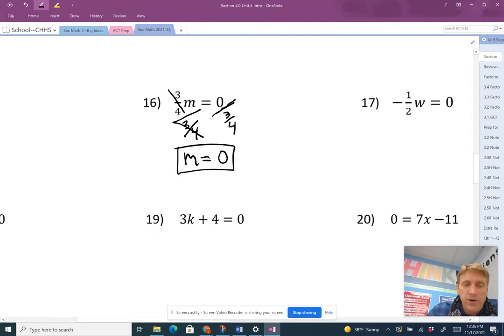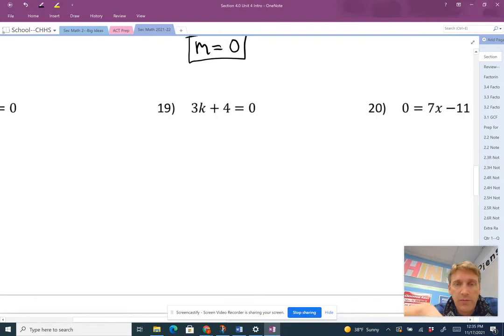Well, let's also take a look at number 19. On number 19, we've got 3k plus 4 is equal to 0. So we want the k to be alone, and so we're going to get rid of everything else it's not with the k. So first get rid of this plus 4 that doesn't have a variable by it. So we do that with the opposite, which is subtract 4, and we do that from both sides of the equal sign.